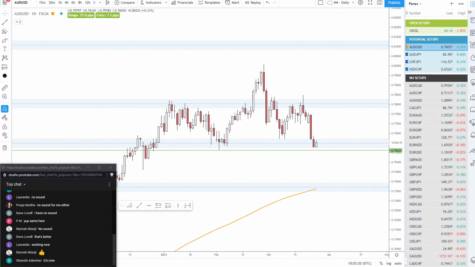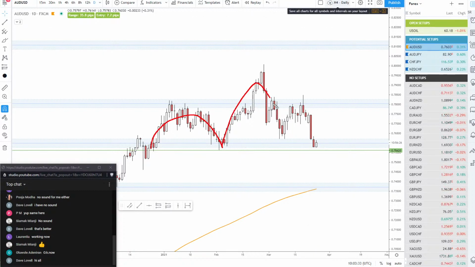First things first, let's discuss AUDUSD. In yesterday's analysis, we talked about a potential short on AUDUSD in the event that this green line here was broken and closed below. What we were looking for is a short of this head and shoulders pattern.